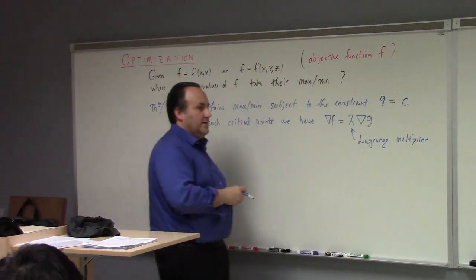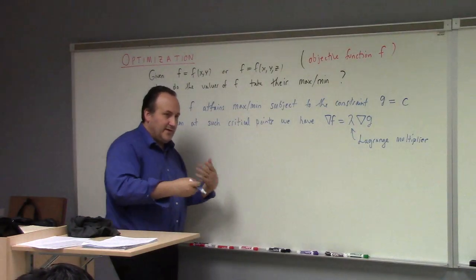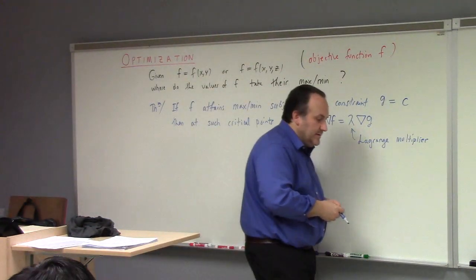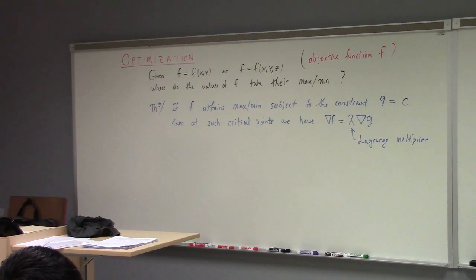Now, context here, I'm assuming that f is smooth, like you can take as many derivatives of it as you like. And I'm assuming that the constraint curve or surface here, likewise, is defined in terms of a smooth function.